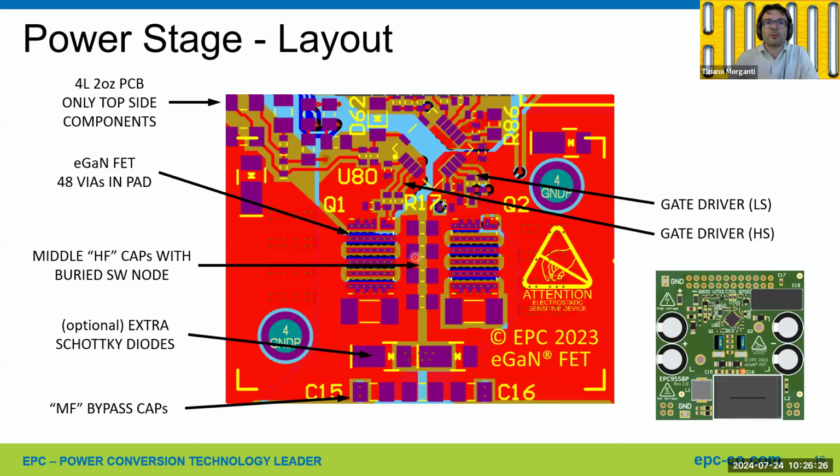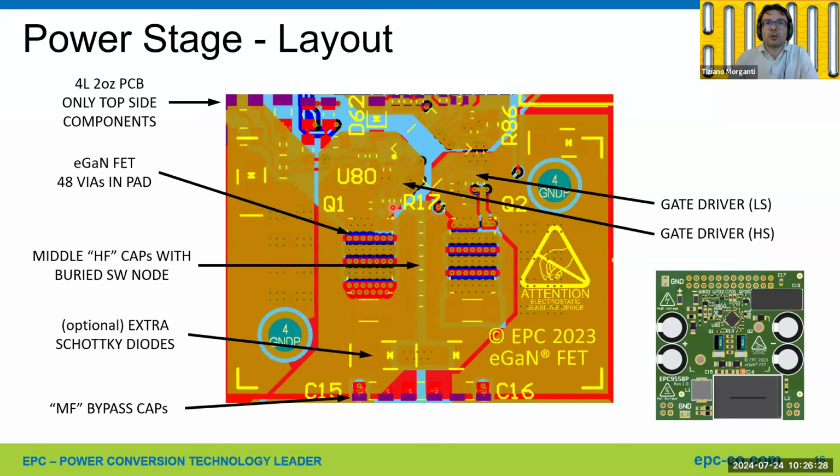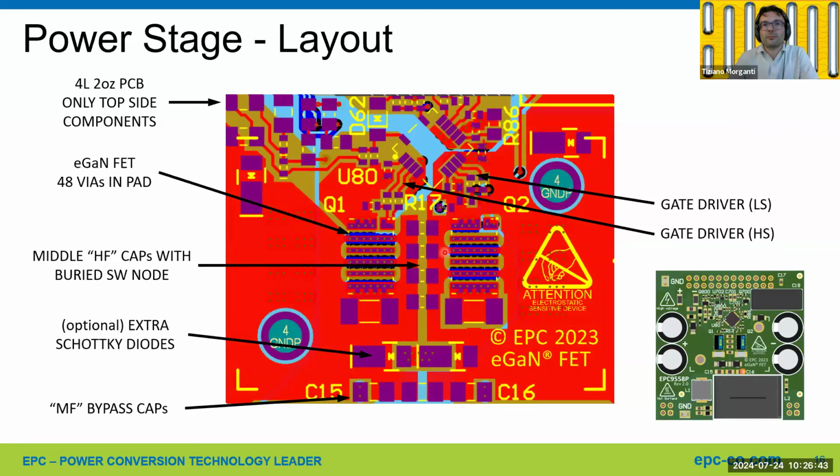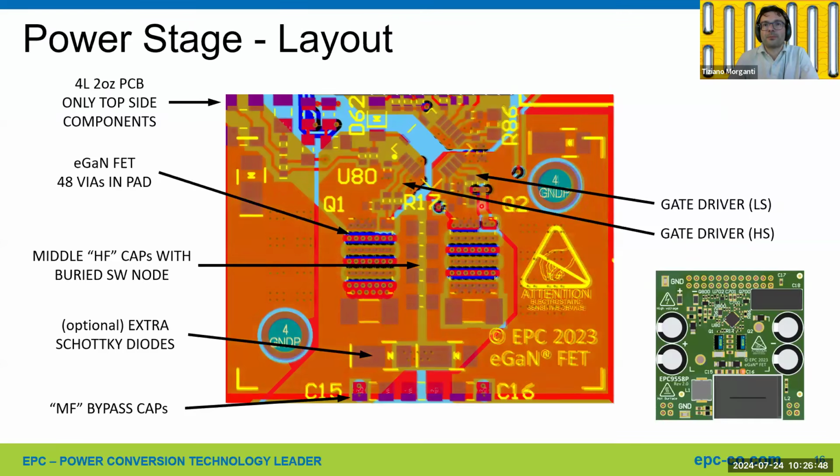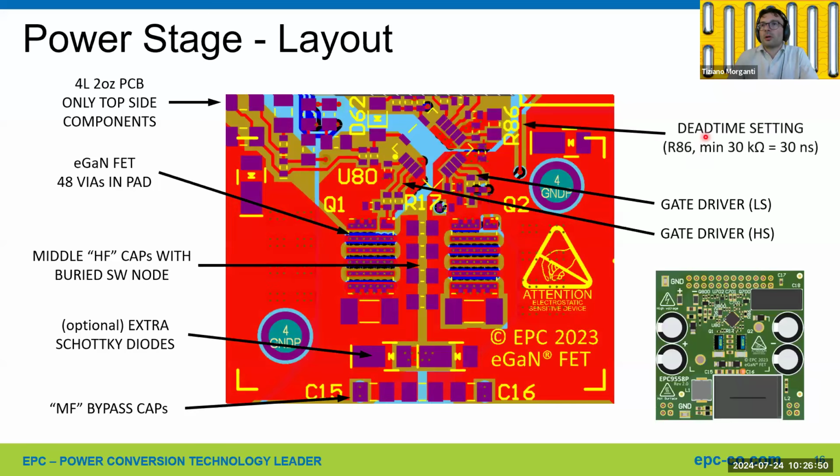Also, it is worth mentioning the switching node is routed below the high side section of the gate driver, and this is used as a return path for the gate drive signals. Same thing on the low side with the negative rail. Also, we have here the dead time setting resistor that can be modified to change the dead time.